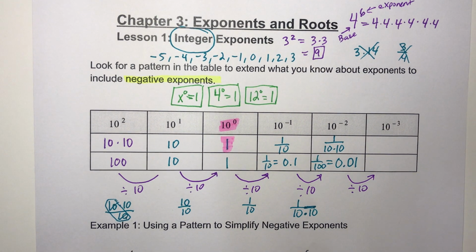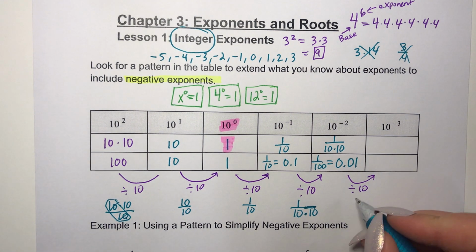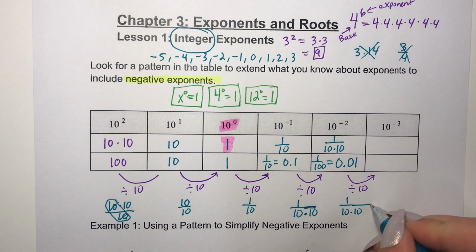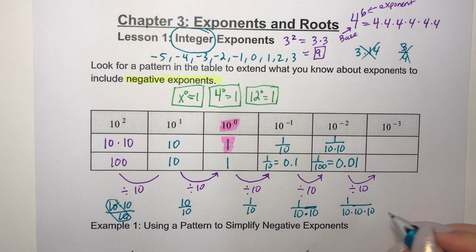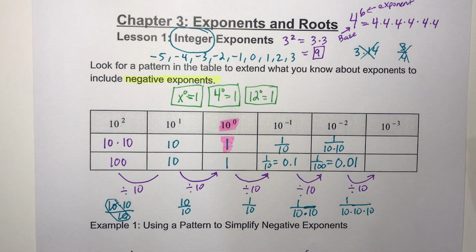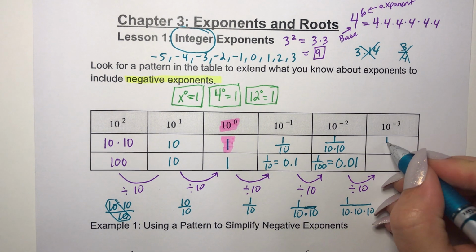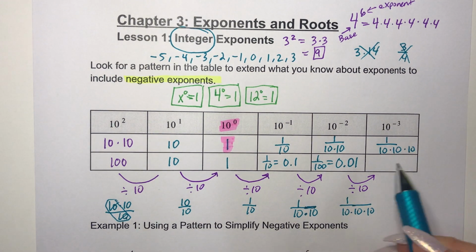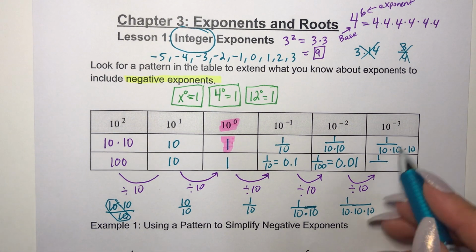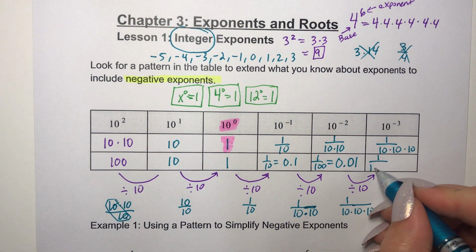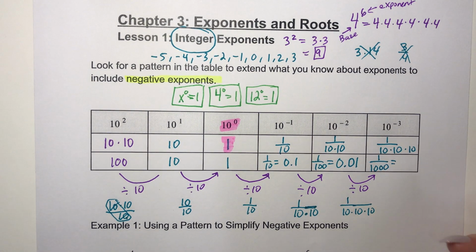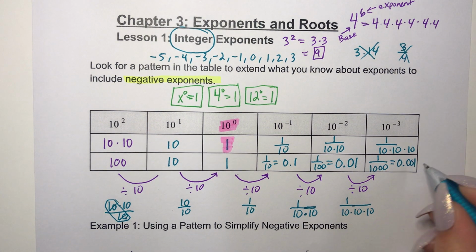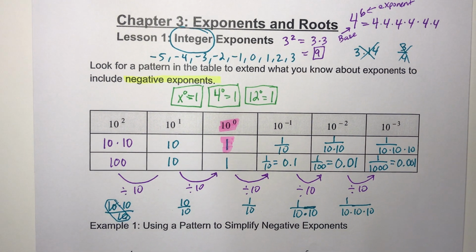So we have this. This is our 10 to the negative 2 power. And we're going to divide it by, this means divide it by 10. So we end up with this, which is 1 over 10 times 10 times 10, which is 1,000th, which in the form of a decimal is 0.001, the tenths, hundredths, thousandths place.